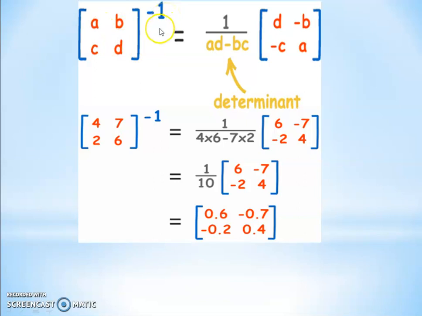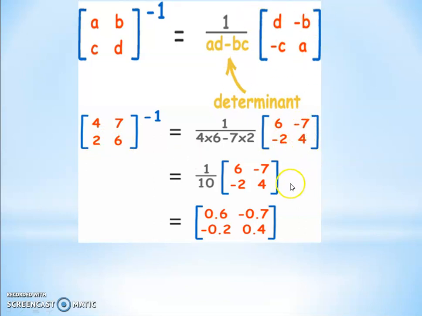For a, b, c, d, the inverse I take directly is equal to 1 upon ad minus bc, which means the determinant, and d, minus b, minus c, a, that is the adjoint. Let us take an example based on this format: 4, 7, 2, 6. We compare a is equal to 4, b is equal to 7, c is equal to 2, d is equal to 6. We put in the formula 1 upon ad minus bc. What is ad? 4 into 6, minus bc, 7 into 2. Now d, minus b, minus c, a: d becomes 6, so 6, minus 7, minus 2, and here 4.